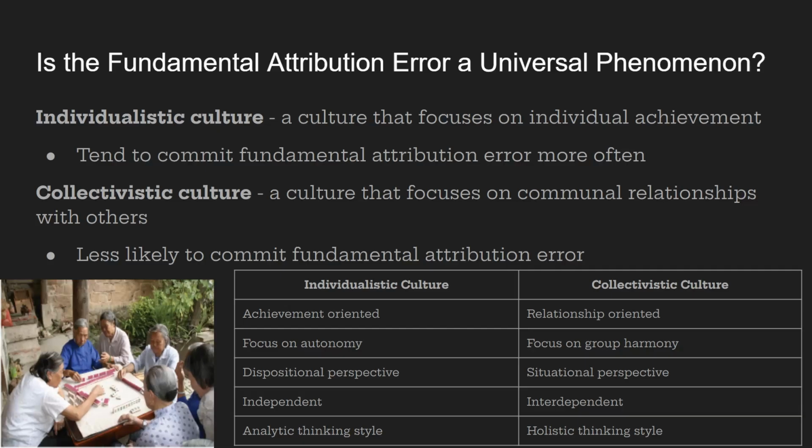So there's a chart down here. Individualistic culture is achievement-oriented, focuses on autonomy, has a dispositional perspective, is independent, and has an analytic thinking style. On the other hand, collectivistic culture is relationship-oriented, focuses on group harmony, has a situational perspective, is interdependent, and has a holistic thinking style.